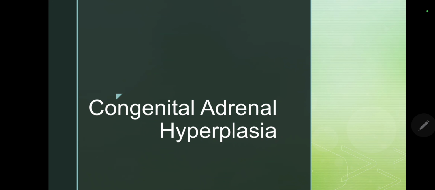Hello everyone. Today in this video we are going to discuss the approach to a child with congenital adrenal hyperplasia. This is the most common cause of female pseudohermaphroditism. It is an MCQ. The second MCQ is that it is the most common cause of female ambiguous genitalia in children. So it is one of the most common causes of females with ambiguous genitalia.